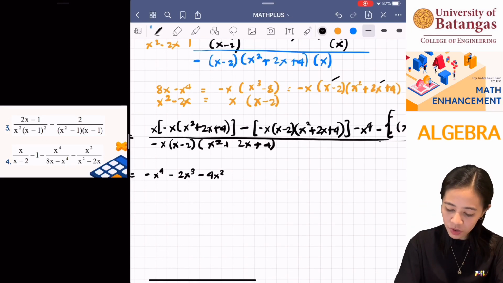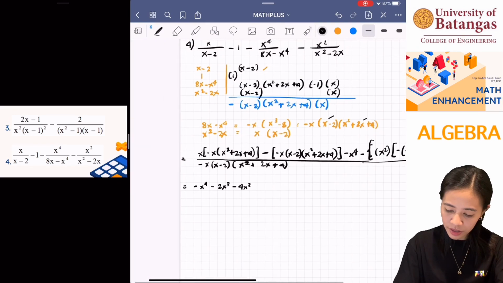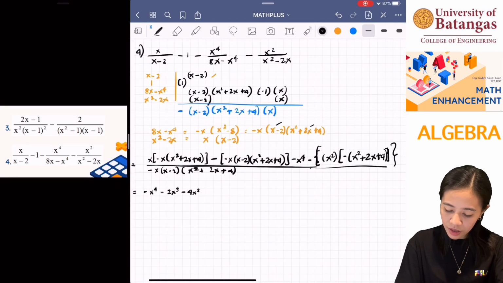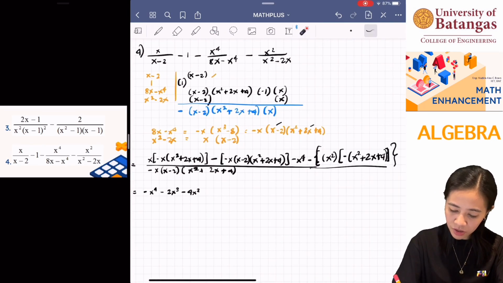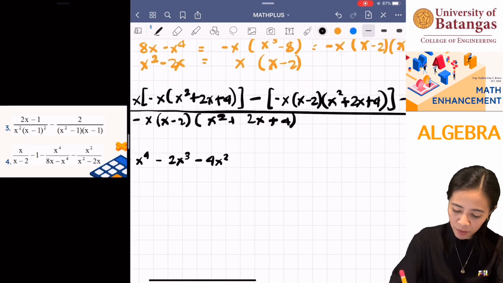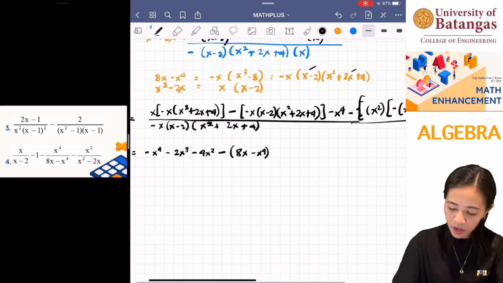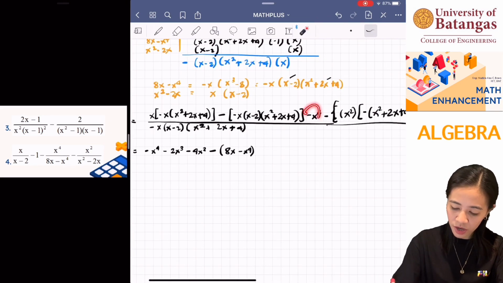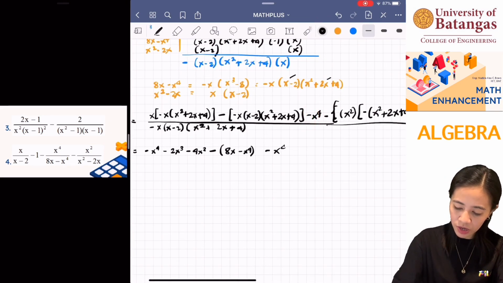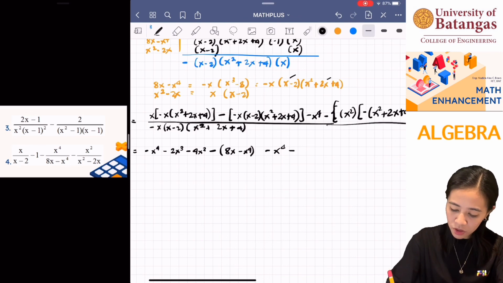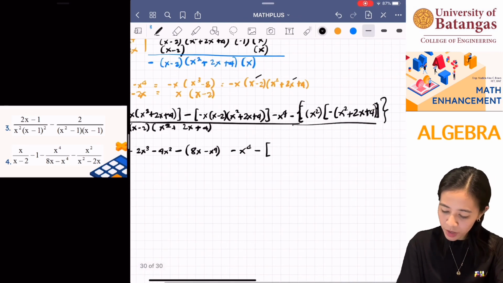And then you have, this is actually, what? This is actually, di ba 'to? Wait. This one, this is actually this one, which is 8x minus x to the fourth. So, let me write here, minus the quantity of 8x minus x to the fourth. Okay? And then, you have this one. So, minus x to the fourth ulit. Okay. Minus, parenthesis muna or bracket, para safe.